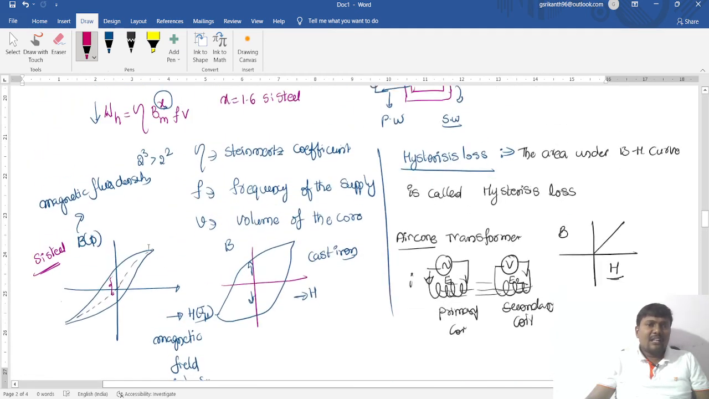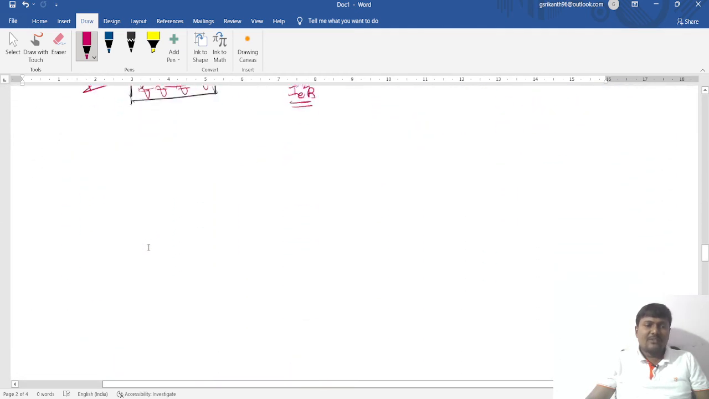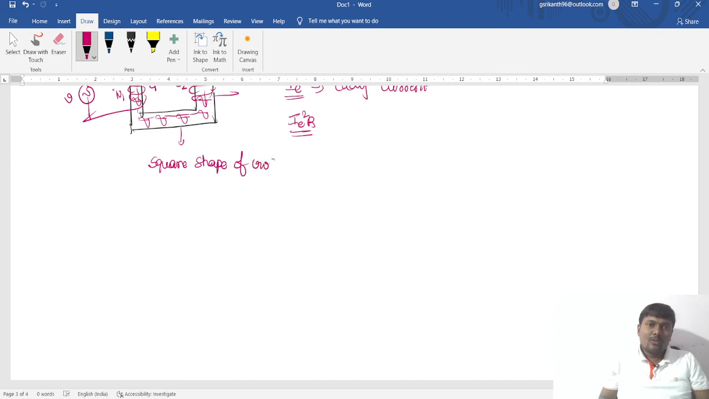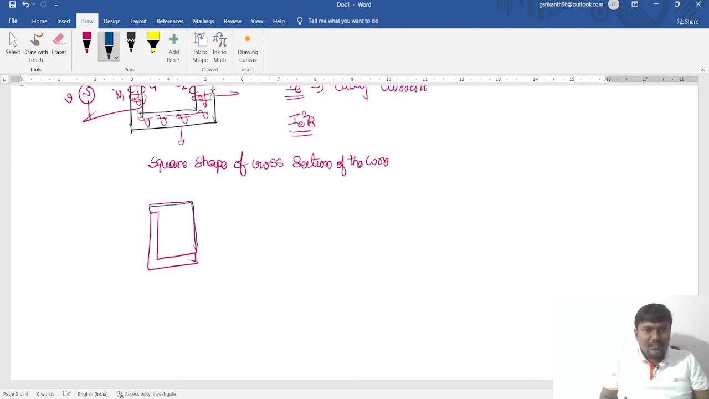So we have different types of cross section. That is square shape. This one is called the square shape of cross section of the core. So we can use an L shape, and another L will be connected in the opposite direction. Then the core type of transformer is formed.